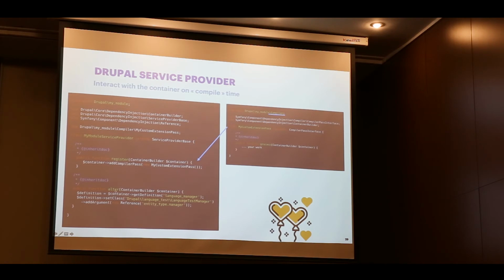And here is an example of how to alter a definition. From the container, I get an existing definition. Here it is the language manager. I store the result inside the definition variable. And here I try to change the class: definition setClass, I put another class, and I add an argument. You can make the same thing inside your YAML files. But for me, it's better to write it in PHP because with this you understand what you make.